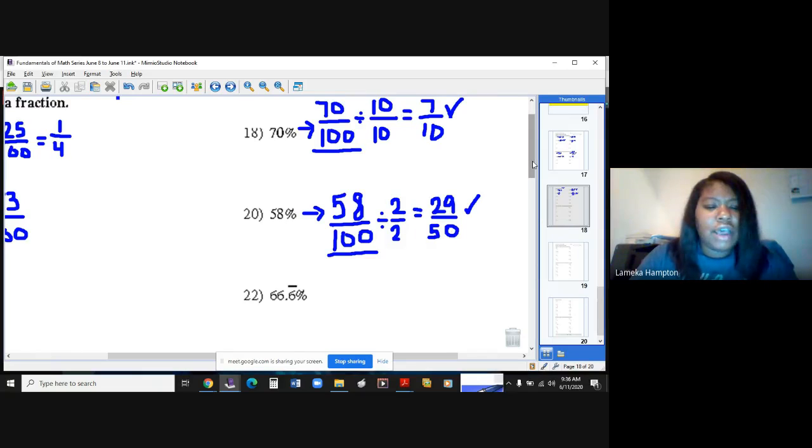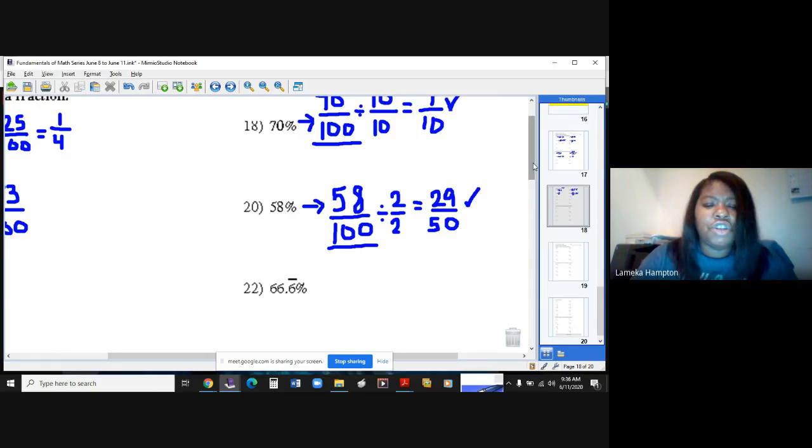All right. Now I want to take a look at number 22, simply because number 22 is something that you may not have ever seen before. And I want to explain in the best way that I can the answer for this one. So we have 66.6%, and there is a line over the 6.